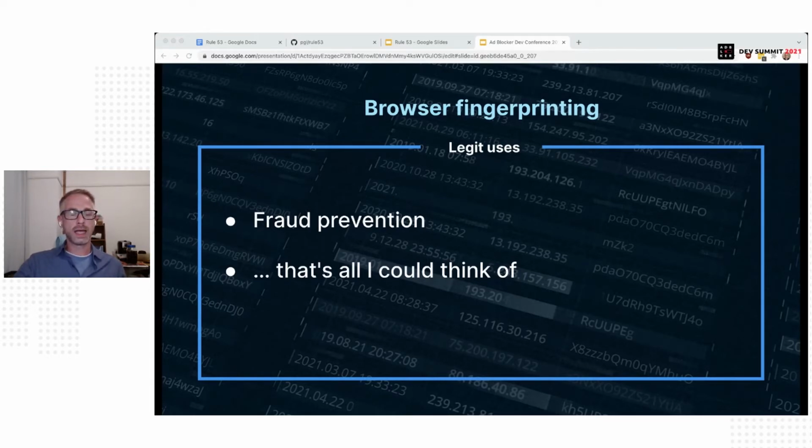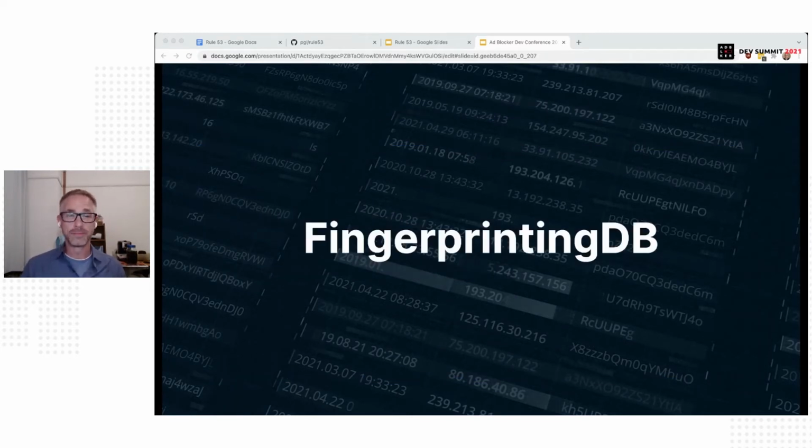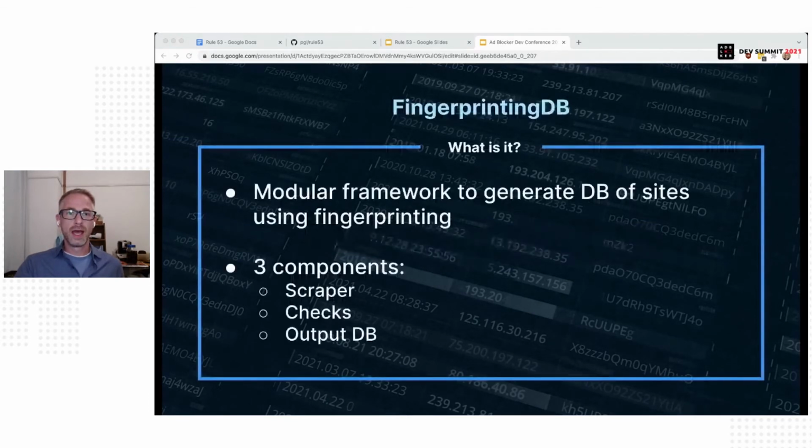So I started thinking about this, and I worked on a little project which I'm calling Fingerprinting DB. It's an incredibly unimaginative name. I did try and think of something a bit more snappy, but maybe someone else can give me some suggestions. So Fingerprinting DB is a modular framework which is intended to generate a database of sites using fingerprinting. It's a bunch of different components which I've put together almost as a proof of concept because of what I would like to do with the data in the end.